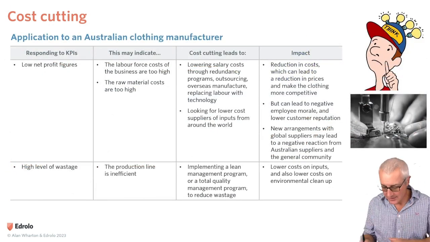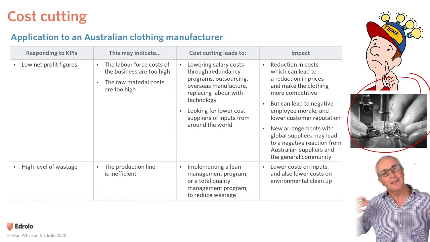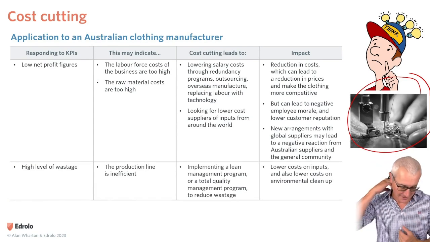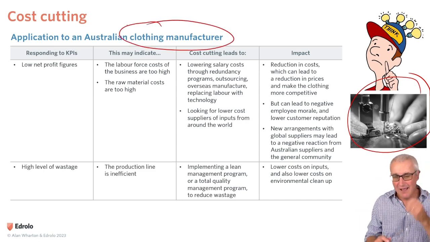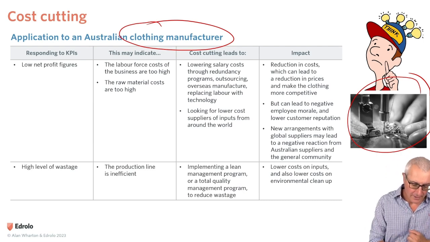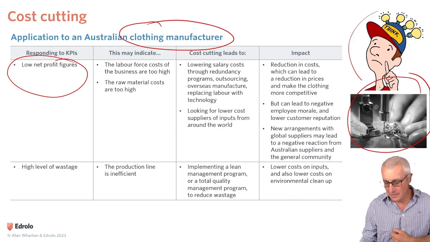So again, let's apply this to an example. We're going to be a clothing manufacturer. Let's make some cool merch. We're going to have some t-shirts and maybe some surfwear or something like that. So we're a clothing manufacturer. Have that in your head. What might be going wrong if we have low net profit figures? What could be the cause? So let's use our thinking hat.